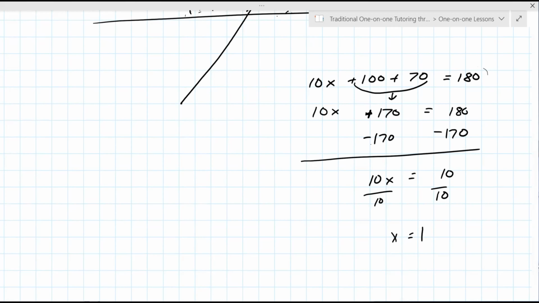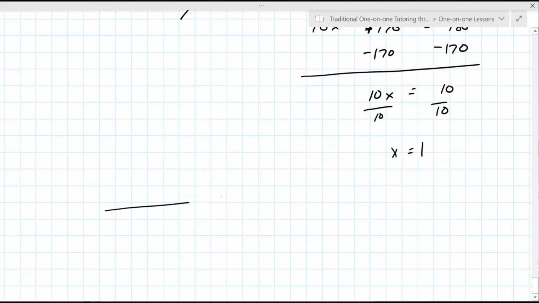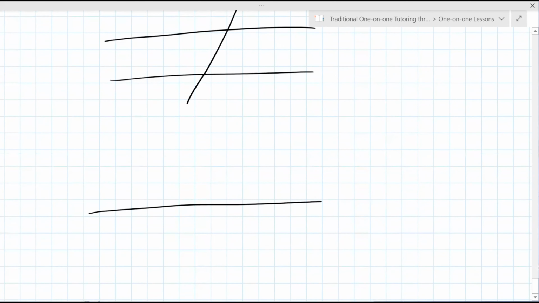Okay, and it's good. Great. So today we covered parallel lines. We covered cutting those parallel lines with a transversal. And then we talked about when you have a straight line, the two angle measures have to add up to 180.